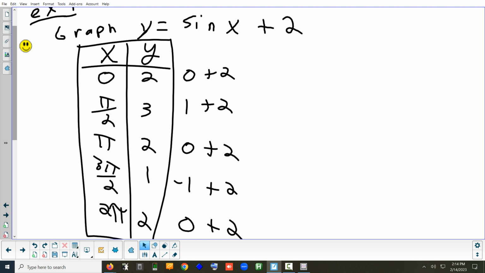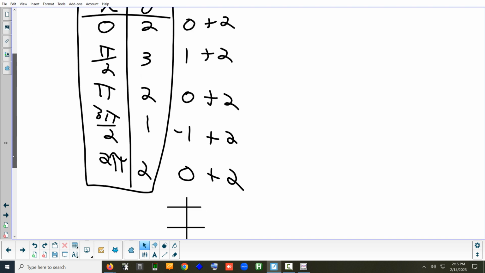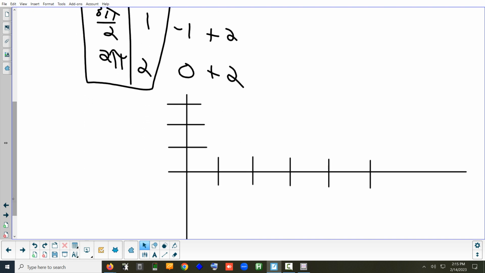Now, for this one, I don't really have to do any scaling because the highest I need to go is 3. So I would just set up your axes like that. You don't even have to label them in this case because we're just going by ones.